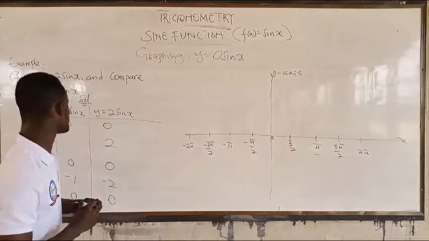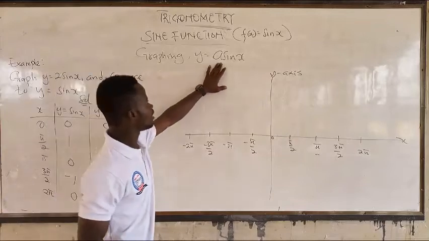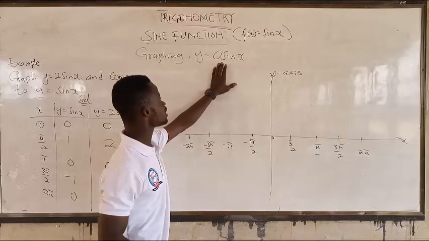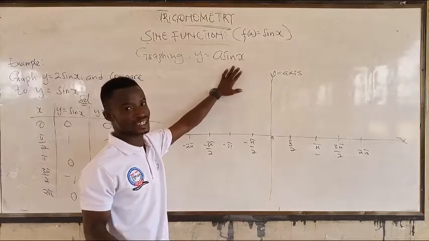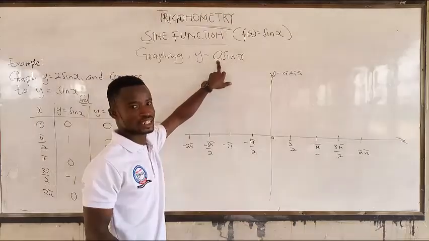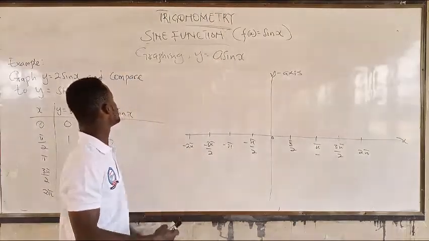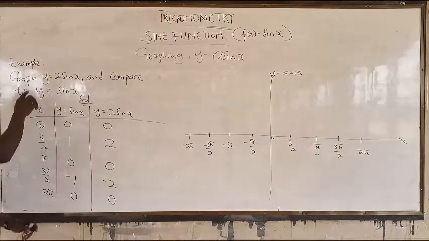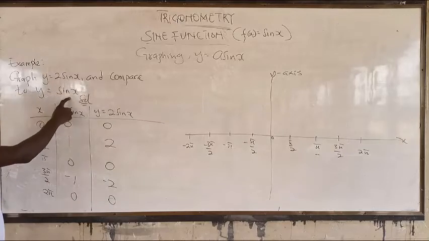Alright, so let's look at this example. We are graphing the function in the form a sin x. Don't forget that what we previously did is just sin x. Here, they're saying, what if we have a constant here? This constant can be 4, can be 5, can be 6, it can be anything. Let's look at what we have here. Graph y is equal to 2 sin x and compare to y is equal to sin x.